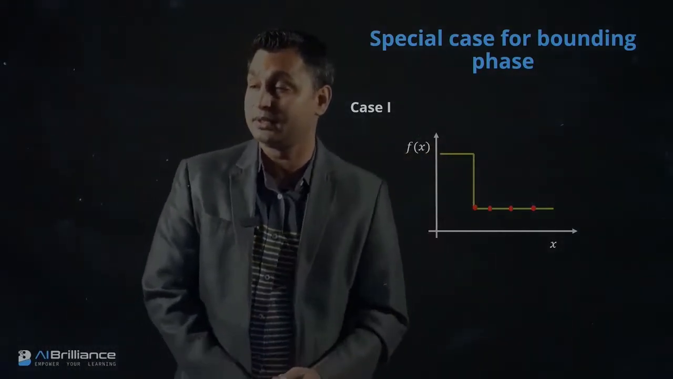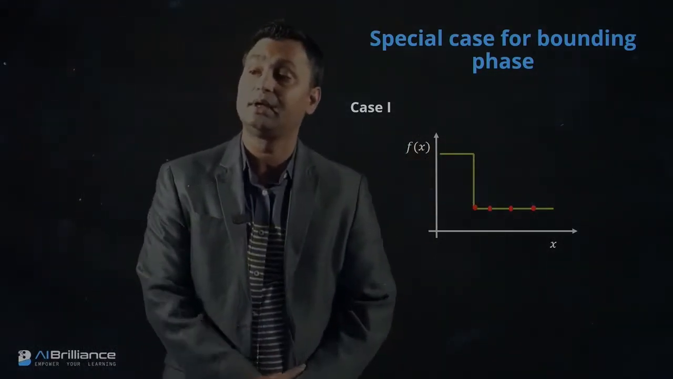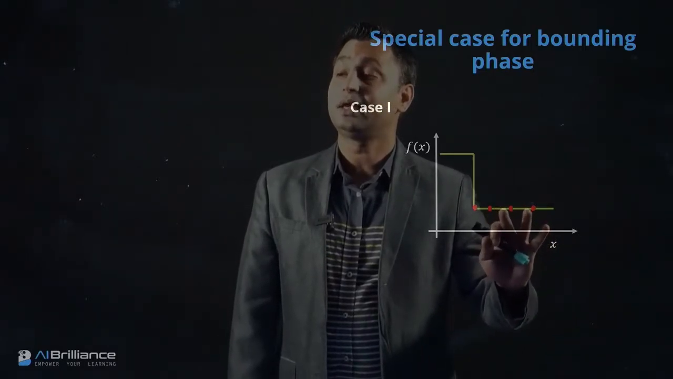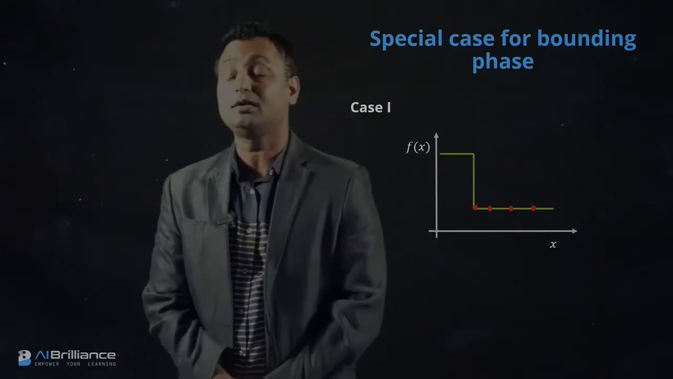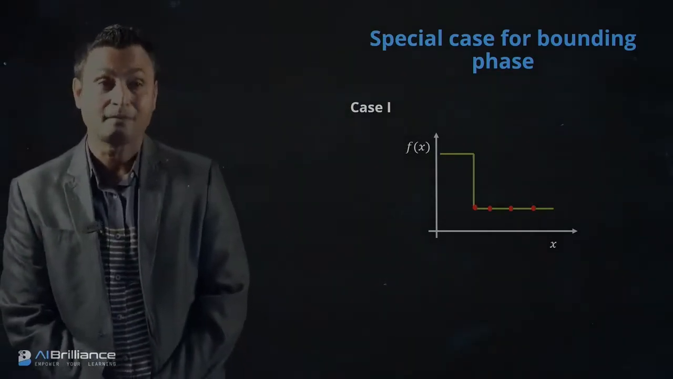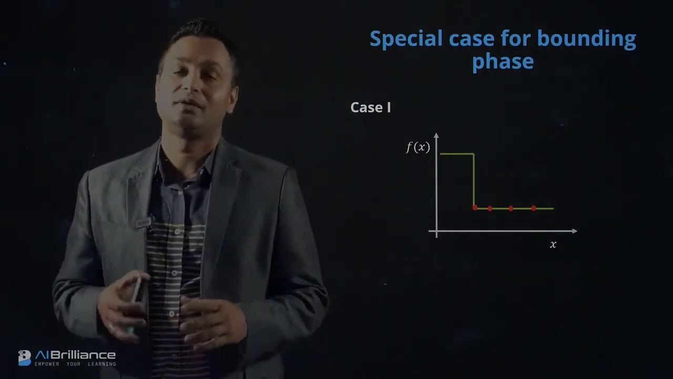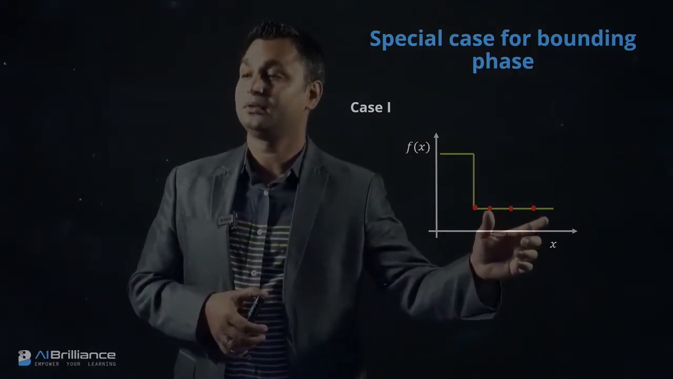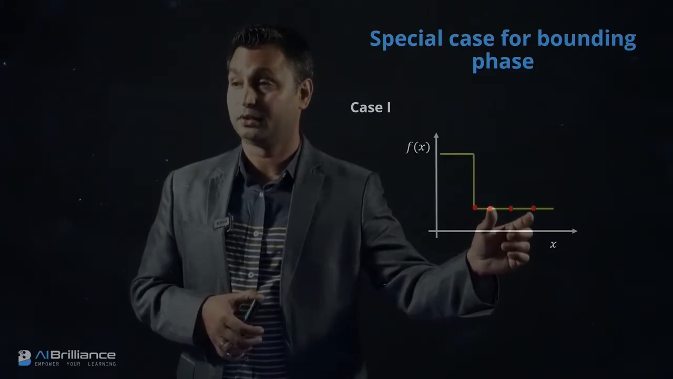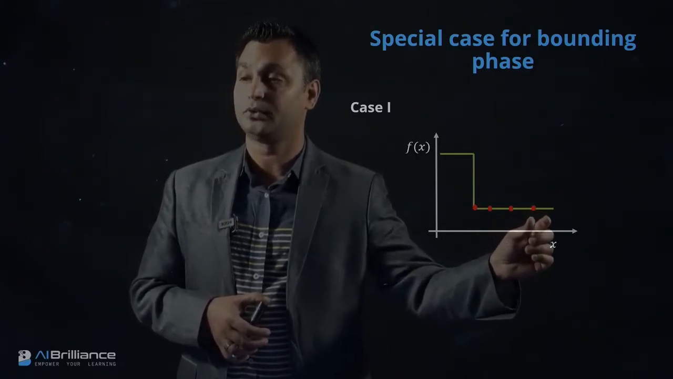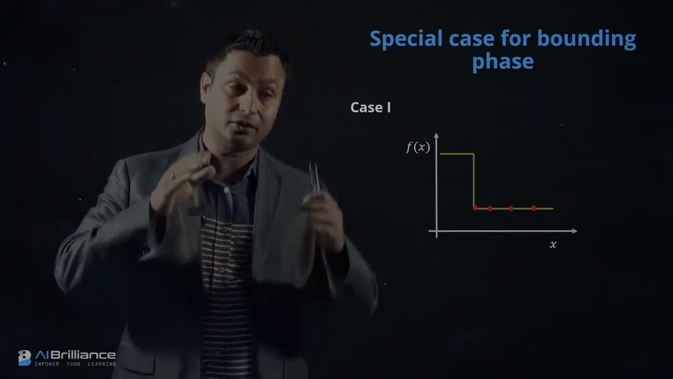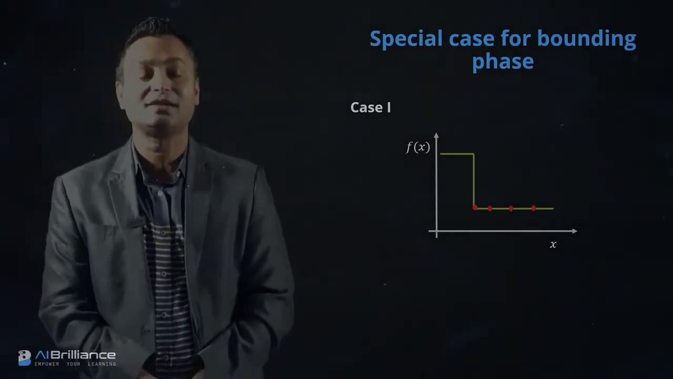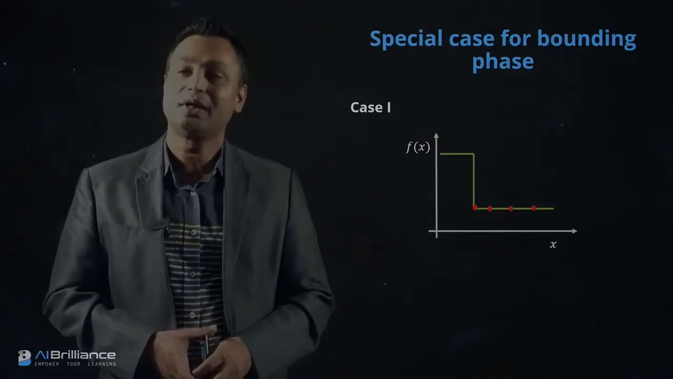If your function is like this, which is a step function, and you sample 3 points on the lower one, you will see that at these 3 values, all 3 cases that we discussed previously are valid, because all the 3 sample values are equal. f(x1) is equal to f(x2) is equal to f(x3). So all the 3 conditions that we discussed are going to be true, and in this case the overall bounding algorithm will get stuck.